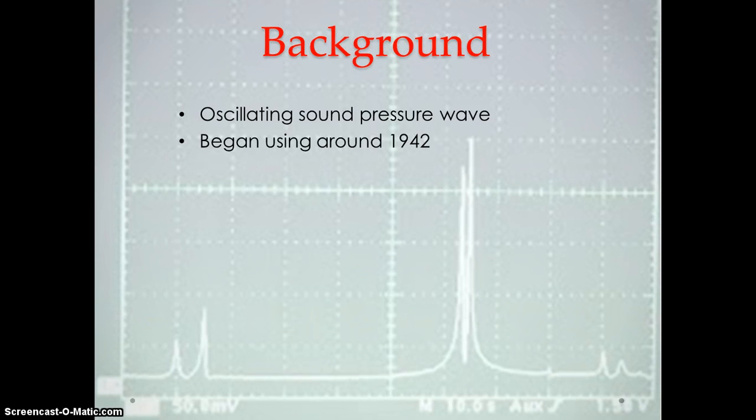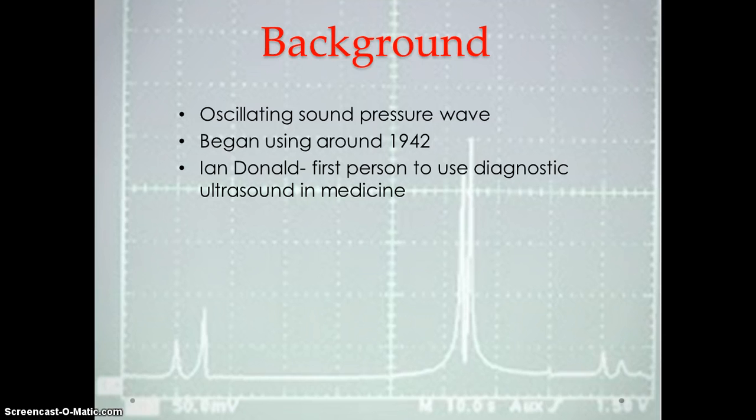People started to take interest in it around 1942. The first published work on it was by Dr. Karl Theodor Dussik from Austria, on transmission ultrasound investigation of the brain. He is regarded as the first person to put it into practice in medicine.